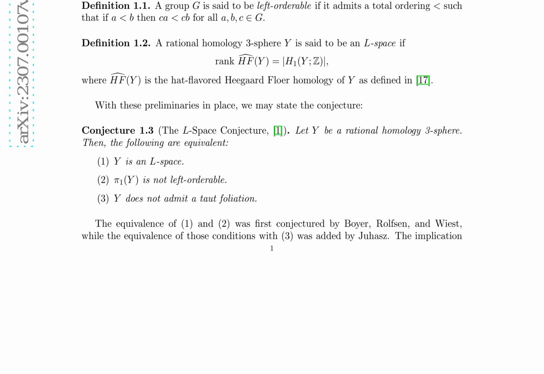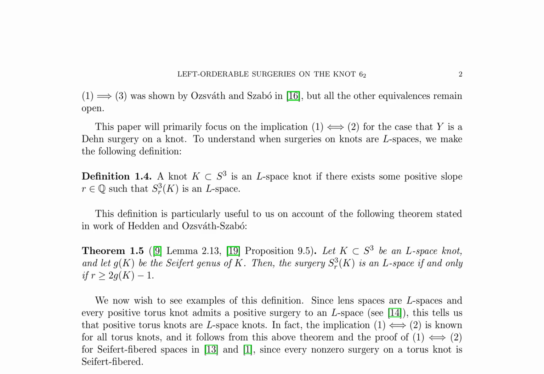This approach is significant for understanding the L-space conjecture, which states that a rational homology 3-sphere is an L-space if and only if its fundamental group is not left-orderable. The paper primarily focuses on the implication 1 ⇐ 2 for Dehn surgeries on knots, highlighting the importance of left-orderable groups and their representations in this context.